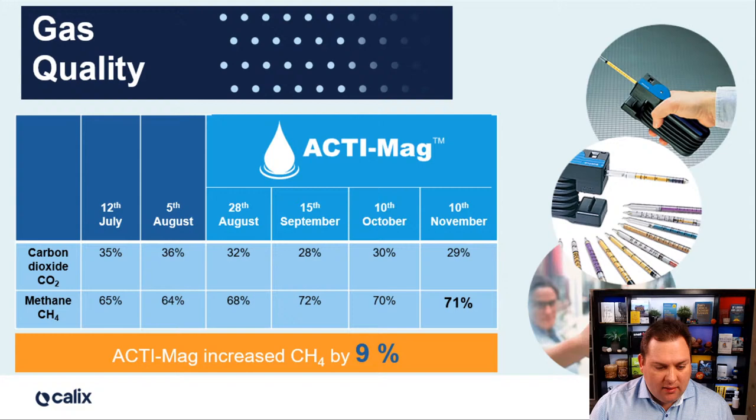Okay, so we talked about gas quality. Boosting the amount of methane within that biogas is important, because once you've generated that carbon dioxide, it's really hard to get it out. So it has to pass through the electrical generator, which wastes heat and doesn't generate as much electricity. We were able to see a 9% increase in the ratio between methane and carbon dioxide in that biogas for this system. So that's a pretty significant impact.